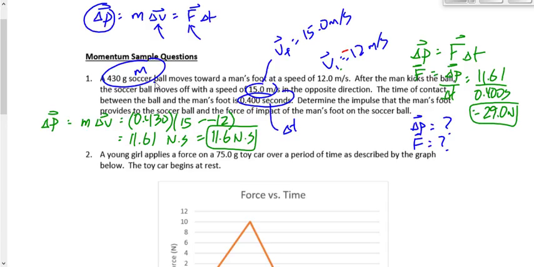Now, one final thing with impulse before we move on here. I want to remind you that there's some qualitative implications of impulse as well, right? And those qualitative implications stem from an object that is either starting or stopping. This is the one we focused on the most, right? When an object is stopping, what do we typically want to do?